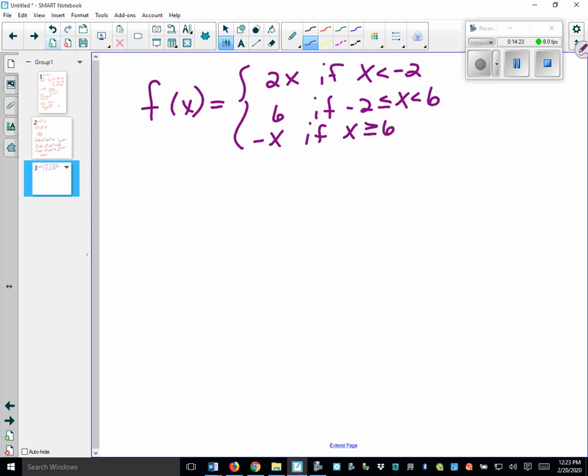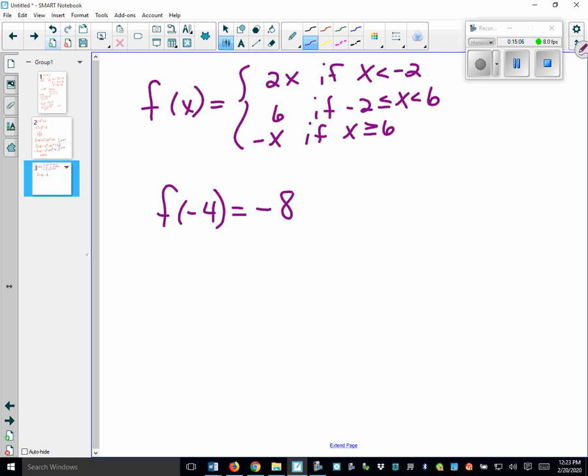This is given to you. As some of you have already said, this is a piecewise function. It is one function with 3 pieces. What I want to know is, what is f of negative 4? Negative 8, 2 times negative 4. Because it's less than negative 2, I put it in right here.